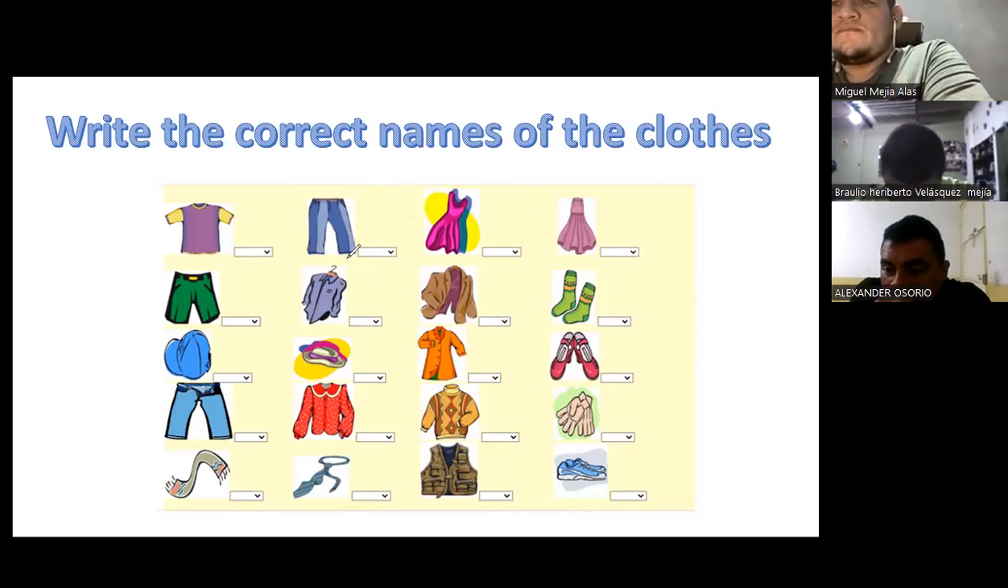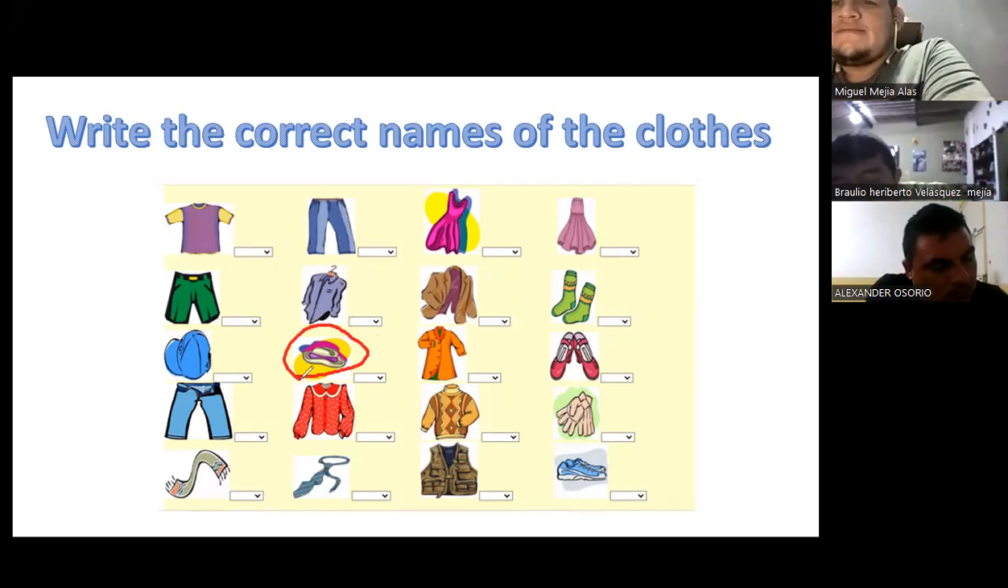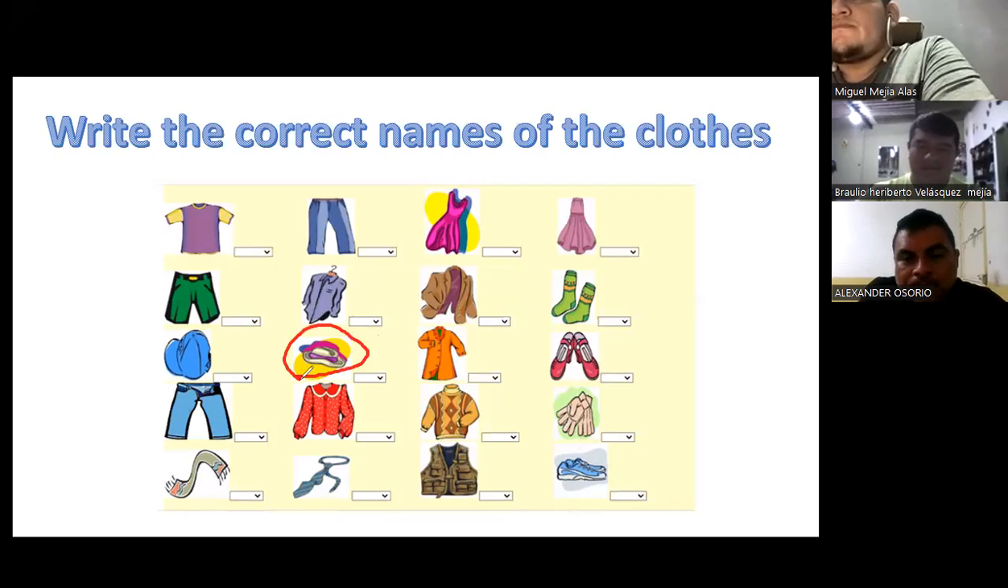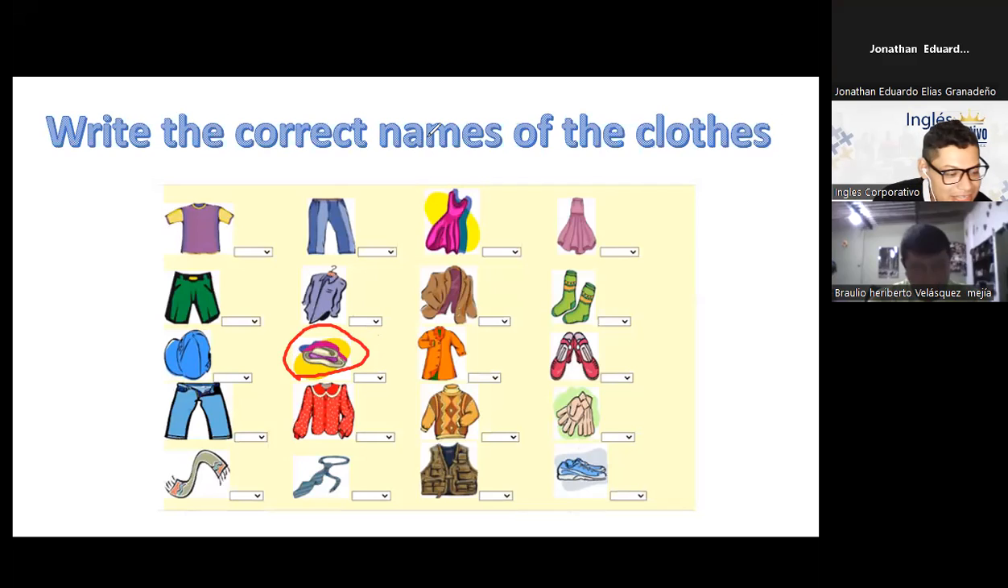Okay, look at the next one. And what about this one? Shirt. Yes, shirt. Because it's formal, of course. It's a shirt. Okay, what about this one? It's a hat. Que es como sombrero, right? Look at the answers here, so we actually have the hat, right? So, yes, that's right.